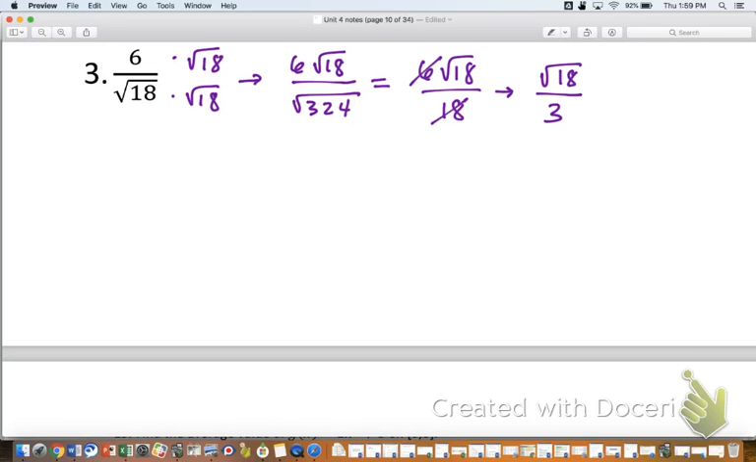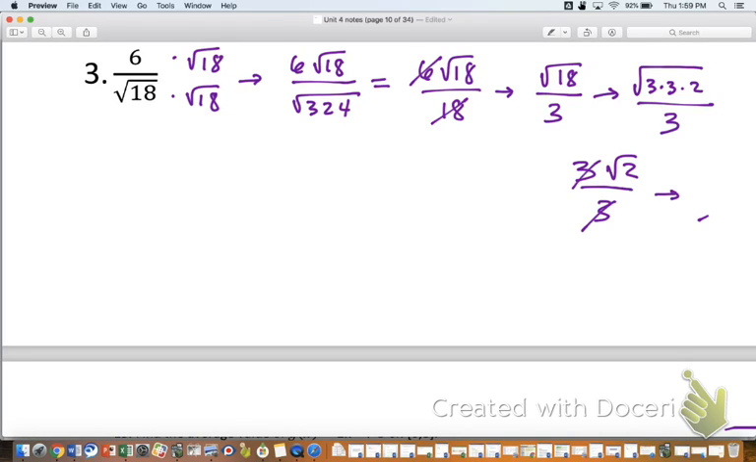And if you got that far, you clearly know how to rationalize, you clearly know how to simplify, but maybe not all the way, right? This last step is where we consider the 18 as really being the square root of 3 times 3 times 2, giving me 3 root 2 over 3, and there you go. I think those of you that had root 2, that makes sense.